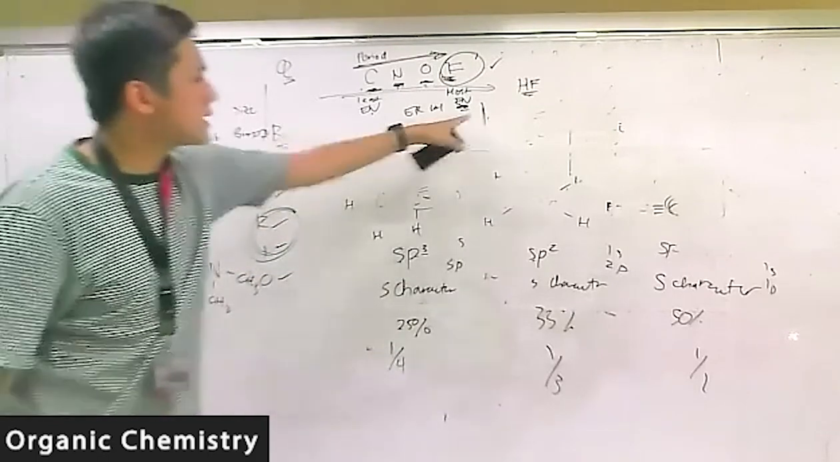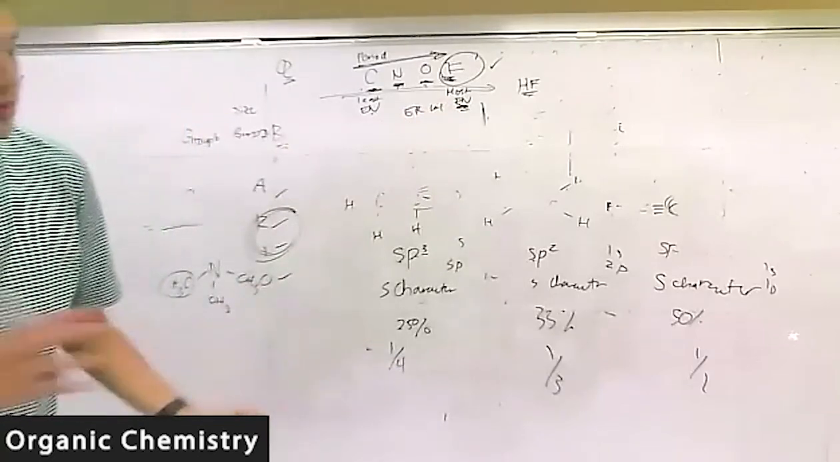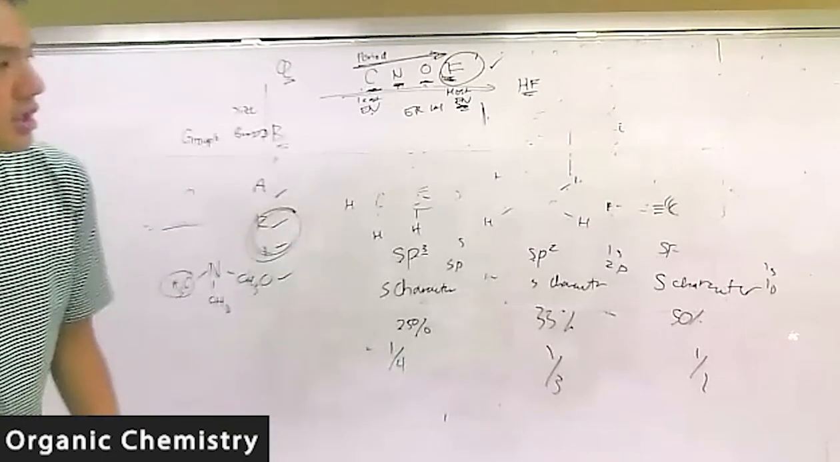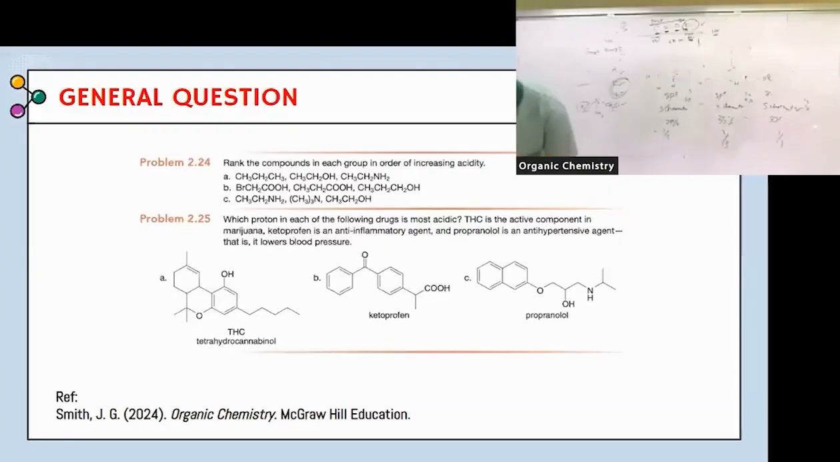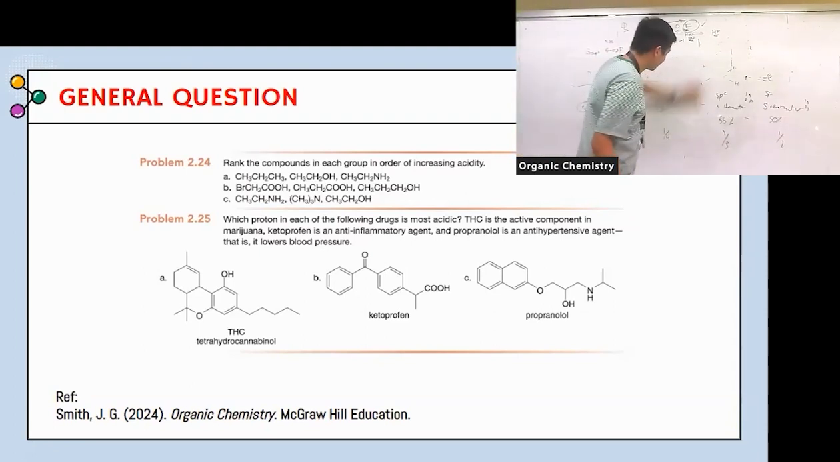So we can use this trend again to determine which is the most acidic compound. You can try this at home since we already noted which criteria to use. So 2.25, we'll just do A. Which of the following is the most acidic? So if I could draw it, we'll just draw 1, 2.